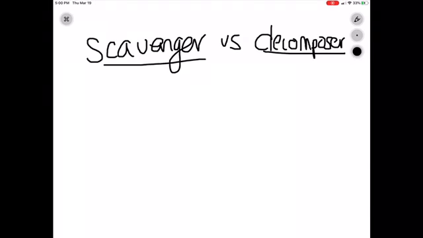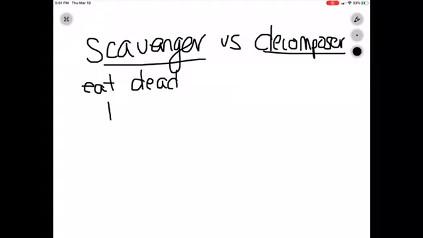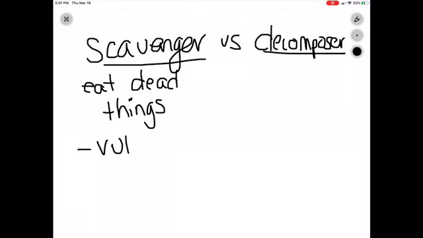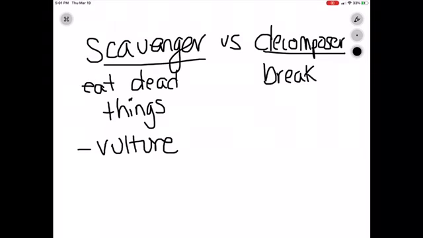So scavengers are going to be organisms that eat things that have died. So technically they're eating meat, but it's dead meat. So an example for this is going to be a vulture. So you've probably seen them on the side of the highway picking at the roadkill. So they eat the things that are already dead.